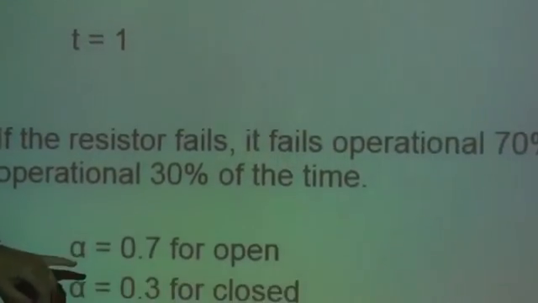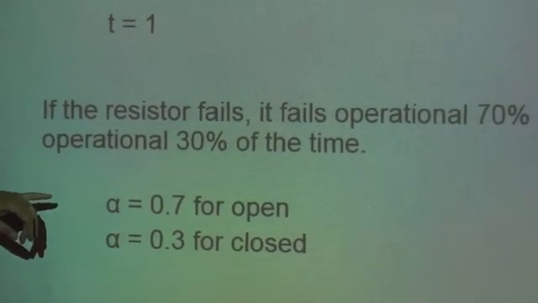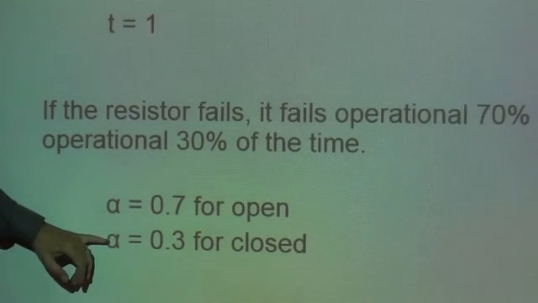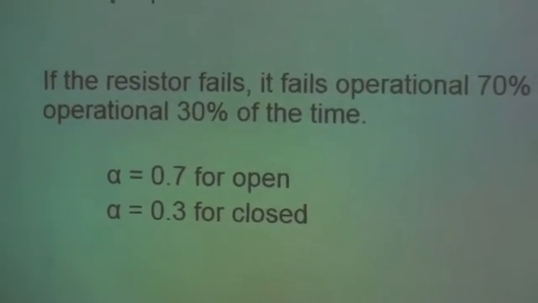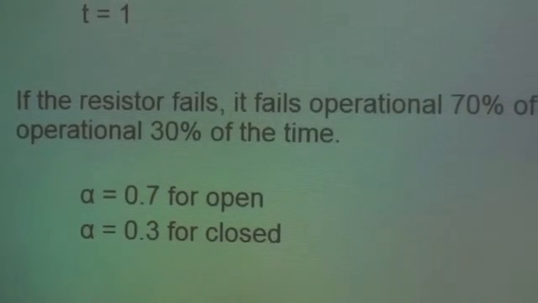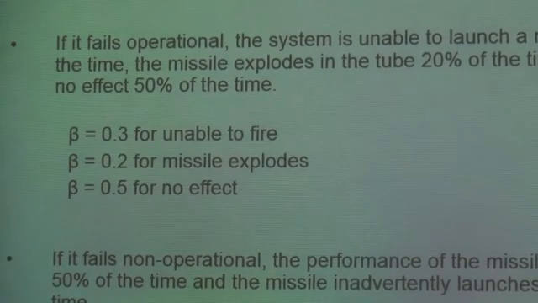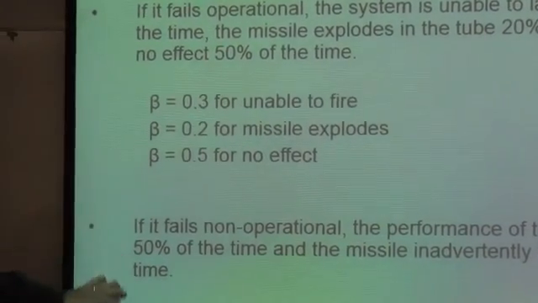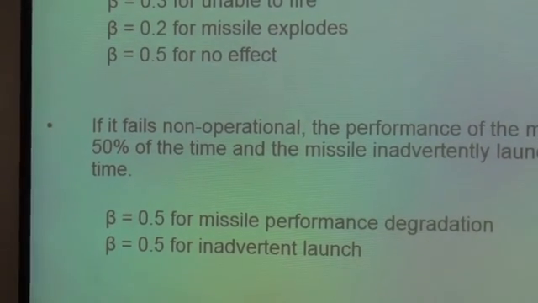Okay, so this is our failure rate. This is lambda for the missile, for the R6. This is the T. This is alpha, because that's our 70%, 0.7, for failing open. In other words, it fails operational, and 0.3 for failing closed, which is non-operational. I probably should make that a little more descriptive, but operational, non-operational. And then if it fails operational, these are our betas, because there are 3 outcomes. If it fails non-operational, those are our betas, our 2 outcomes.